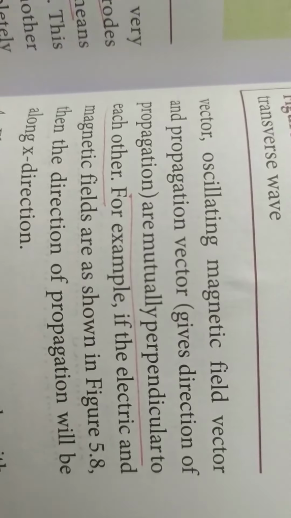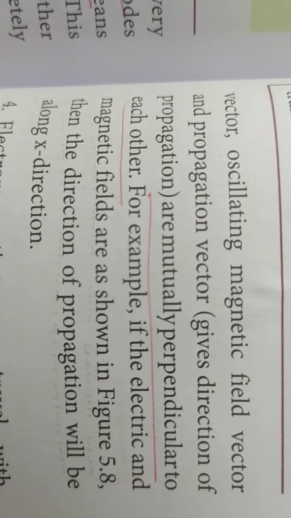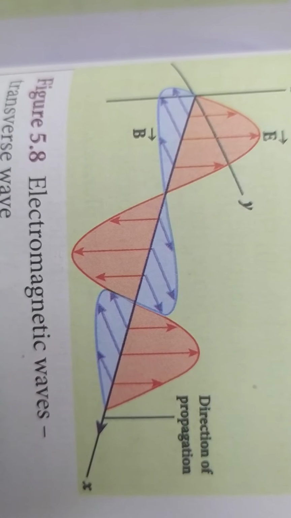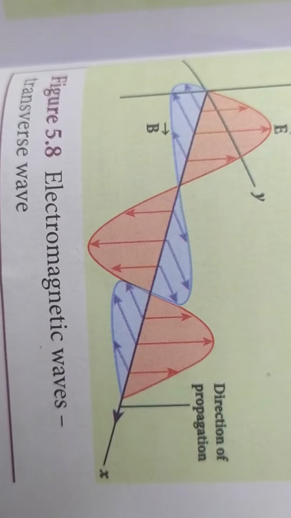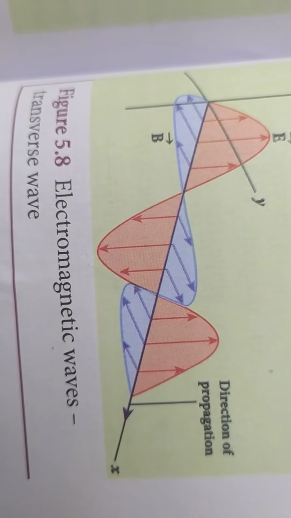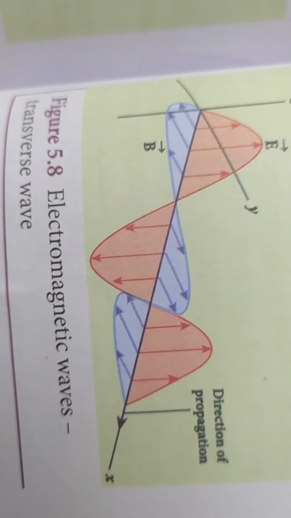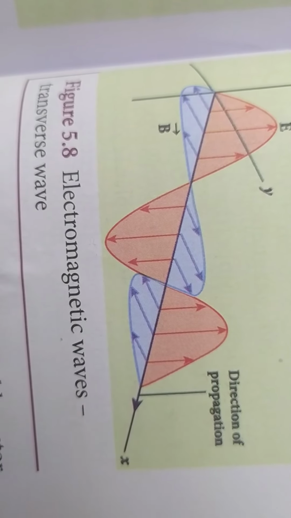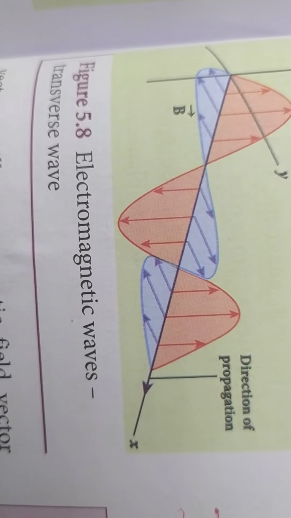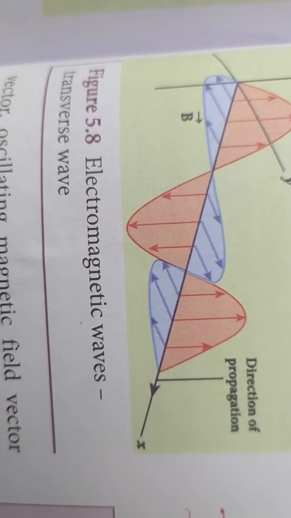And when you see the electric field, magnetic field and the direction of propagation, all of them are mutually perpendicular to each other. This diagram shows that the electric field and magnetic field are along the z and y directions, and the direction of propagation is along x. The red region shows the electric field and the blue region shows the magnetic field. They combinedly move in the direction of x, which is the direction of propagation.